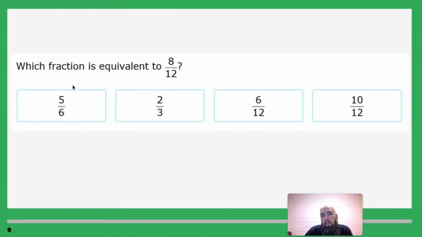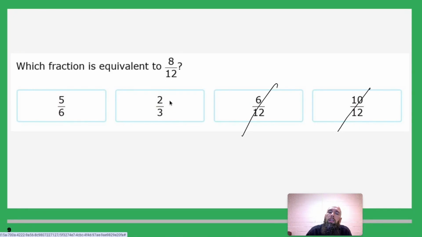Okay. Let's try another. Which fraction is equivalent to 8 over 12? Well, if it's 8 over 12, then it can't be 6 over 12, and it can't be 10 over 12. So if we're trying to do what we did last time and be like, 5 times what is 8, you really can't do that. So let's table this one and try the next.